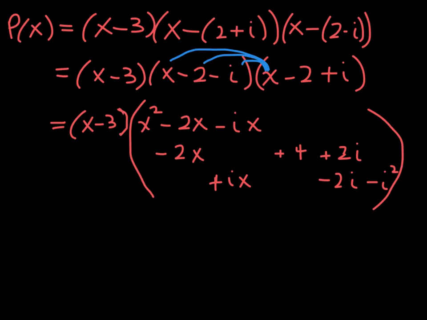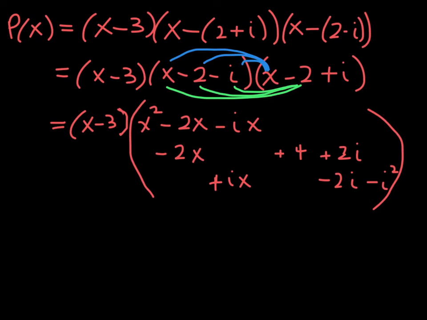So when I distributed this negative 2, negative 2 times x is negative 2x. So that's this one right here, that term. And then when I distribute negative 2 to negative 2, I get positive 4, so that's what I wrote here. And then when I distributed negative 2 to negative i, I get positive 2i, so that's this term. And then I distributed i times x is ix, that's here. And then i times negative 2 is negative 2i. And then i times negative i is negative i squared.